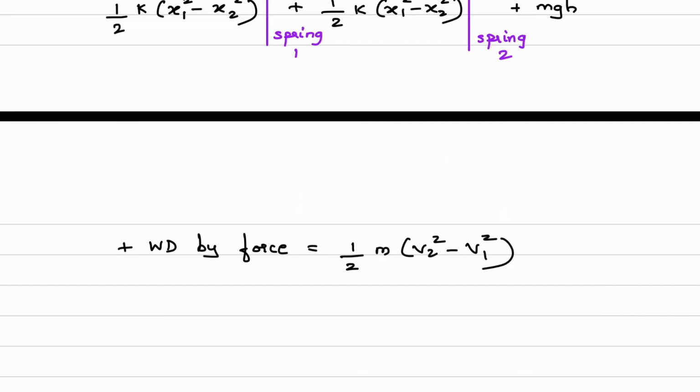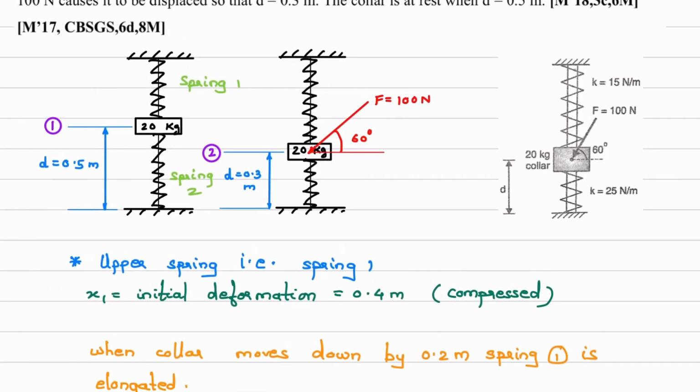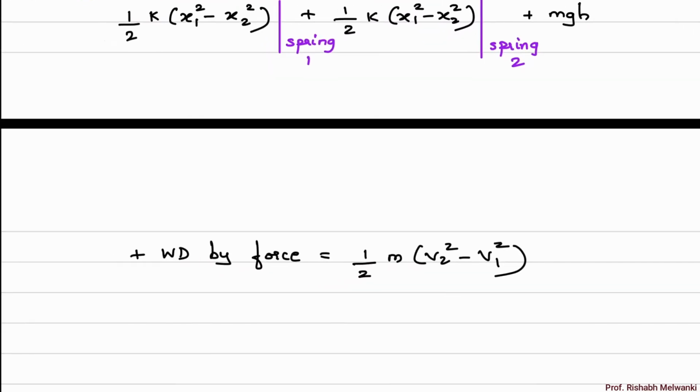Okay, now we have to substitute the values. K value, we'll see if it is given in the question or not. So K value for spring 1, it is given in the question. Understand this: K1 value is 15 Newton per meter, and K2 value is 25 Newton per meter. So substitute these values in the work energy principle equation.